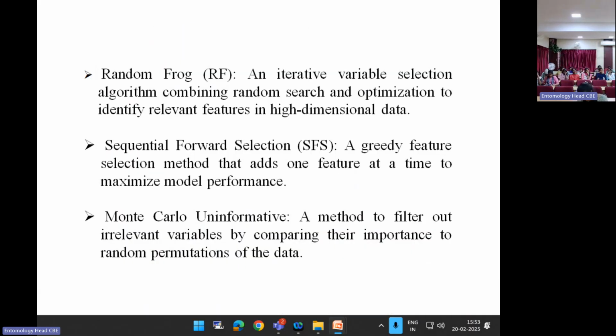It is an iterative variable selection algorithm that randomly searches high dimensional data. This is iterative, but it is pinpointed searching, called the greedy feature. Then we have Monte Carlo, a very common one, which filters out the data. So these algorithms are used in the image analysis here.